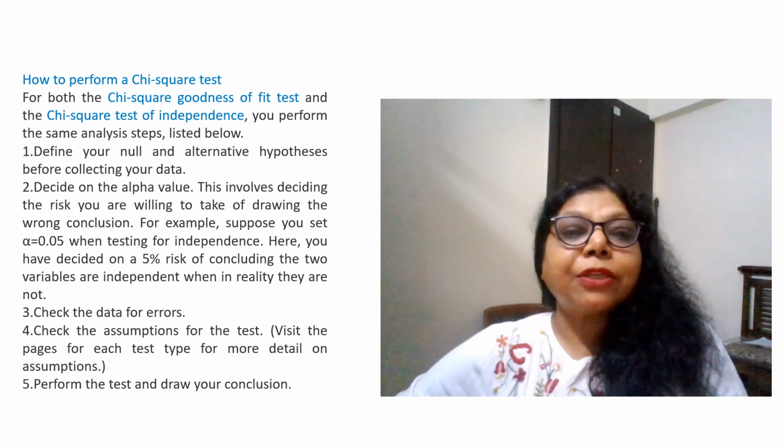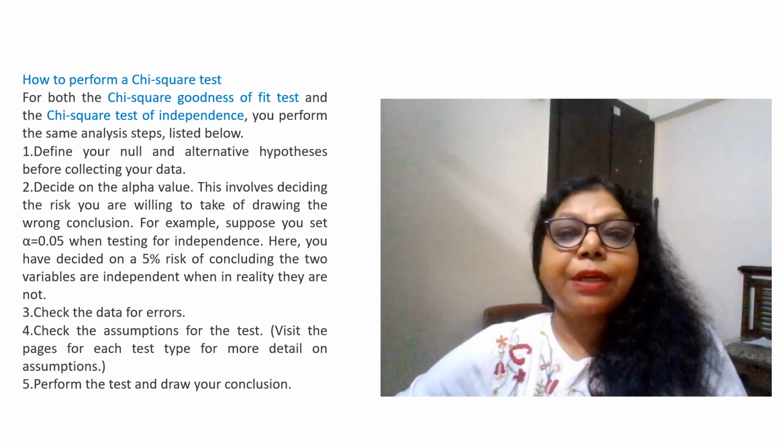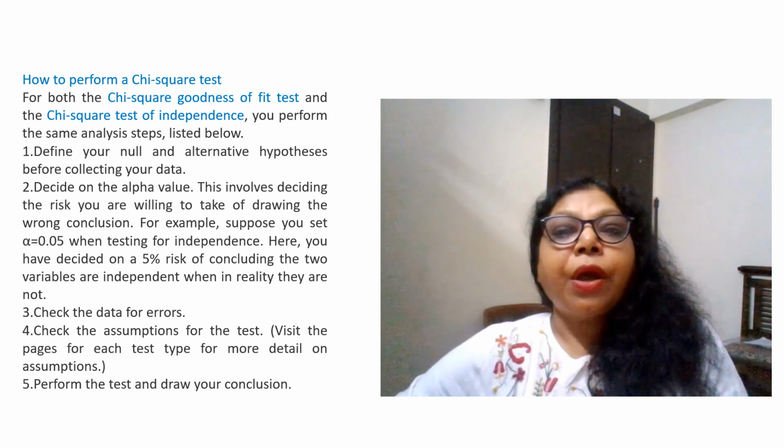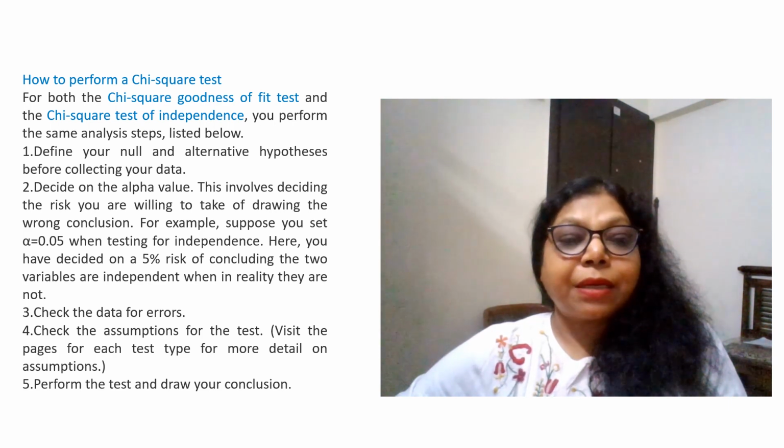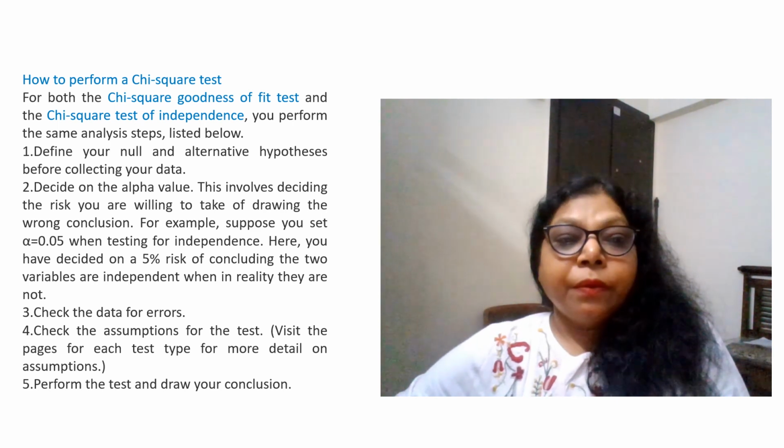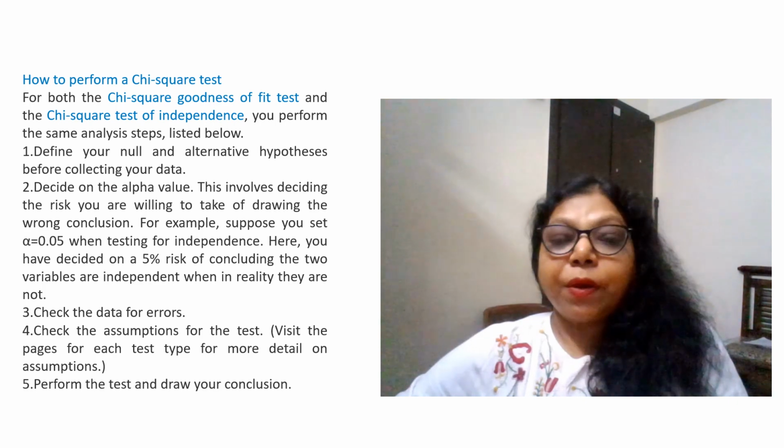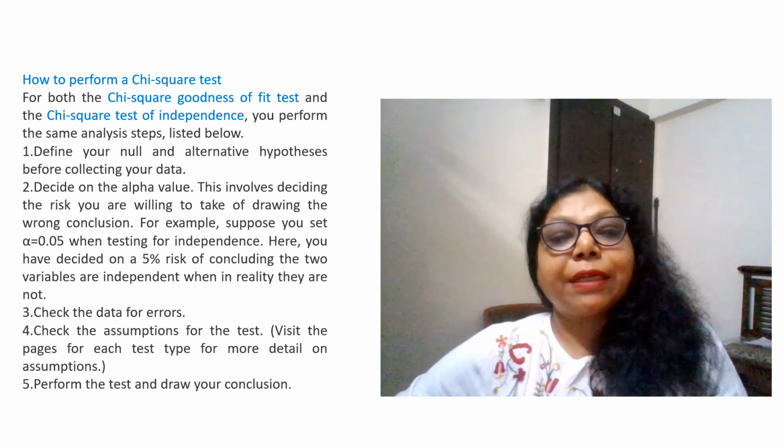Now, how to perform a chi-square test? For both the chi-square tests, that is the goodness of fit and the test of independence, we can perform the same analysis steps. First step is to define our null and alternate hypothesis before collecting our data.